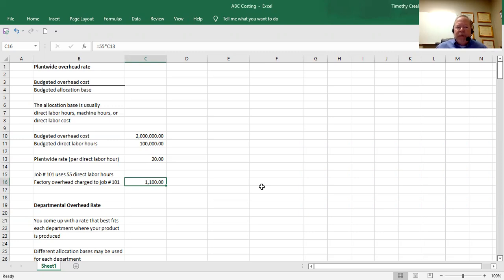Now, the problem with a plant-wide rate is that sometimes it spreads things evenly when certain products maybe should have more or less overhead applied to them. So although it's a very simplistic approach, it's not good if you have multiple products that are very different in nature that should have overhead applied to them a little differently. It could lead to over allocating overhead to some products and under allocating overhead to other products.